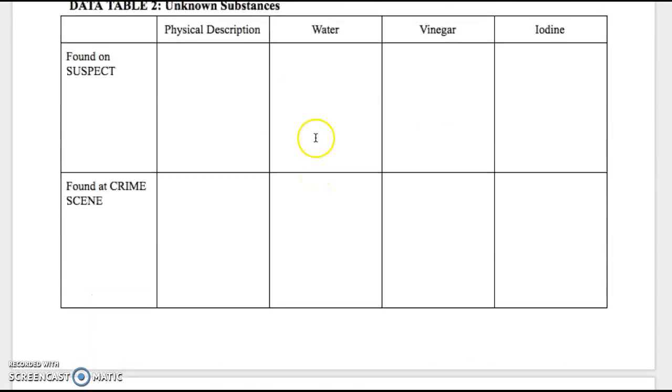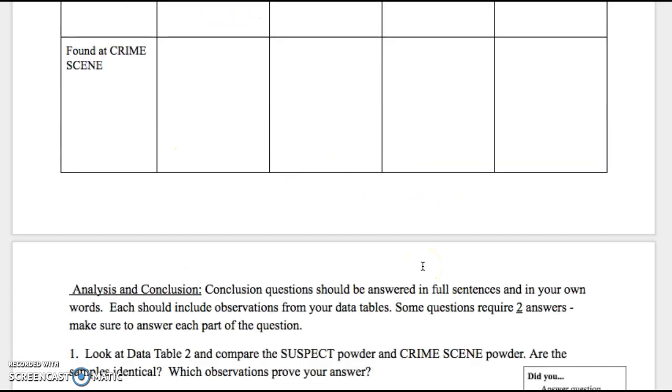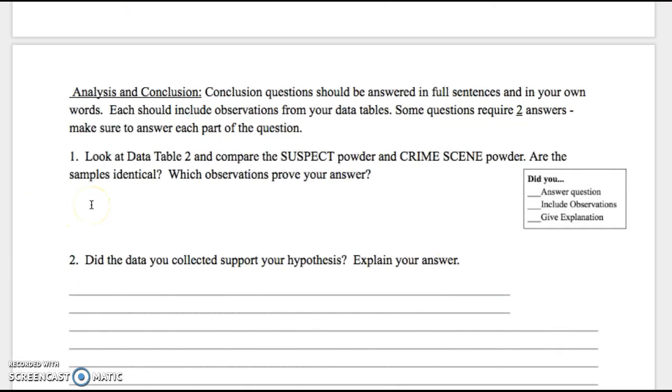Okay, so you're looking here. I want to know, does this thing match this? Okay, so if these are the same, then that's going to tell me they match. And if these are different, that's going to tell me they don't match. So what yours should do is it needs to answer the question, include observations, and give an explanation.